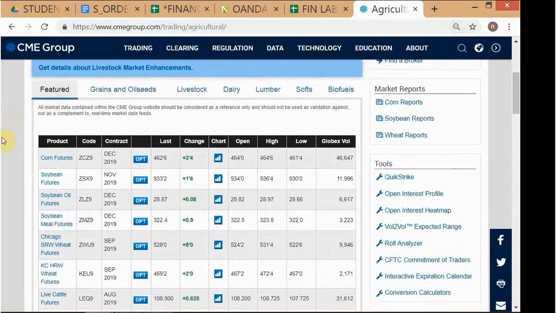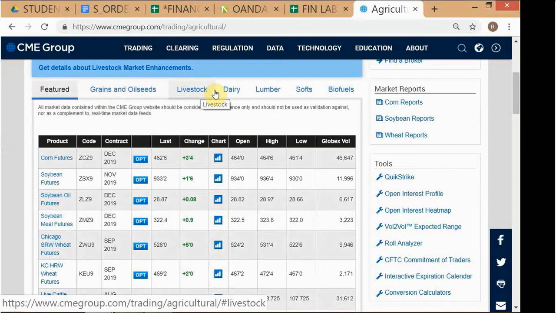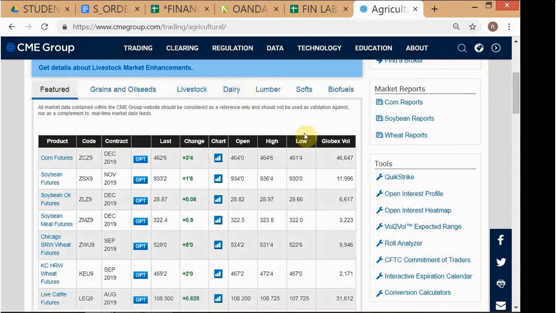Under agricultural, you can see there are so many subcategories: grains and oilseeds, livestock. Cattle and all, you have futures contracts on cattle as well, on pigs, on pork bellies. All that stuff is there. This is why I tell you guys to keep focusing on US markets and the US economy, because by looking at that, you get to see what a developed economy looks like.